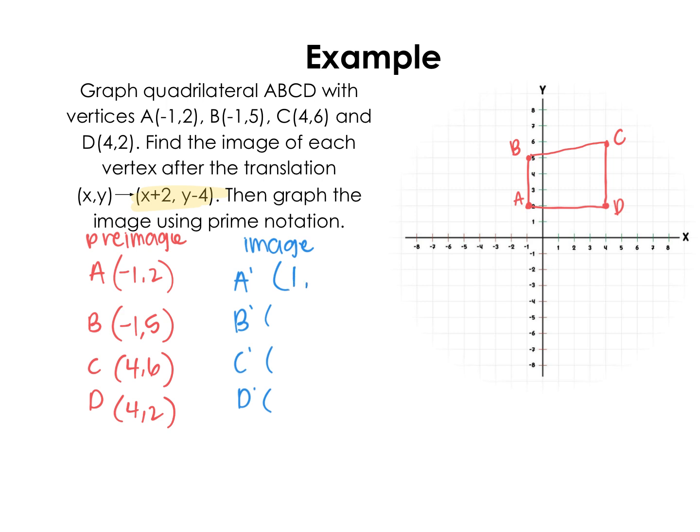Perfect. -1 plus 2 is 1. 4 plus 2 is 6. And 4 plus 2 is 6. Cool. So I did the plus 2 for all of my x's. Now for all of our y's, we're going to subtract 4.